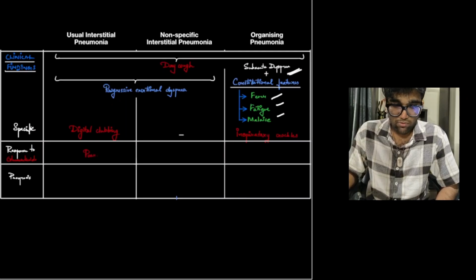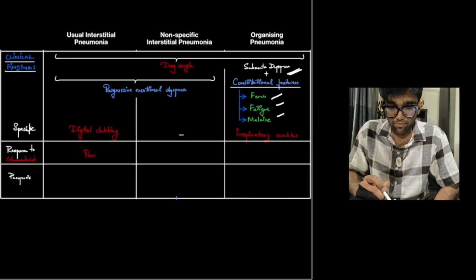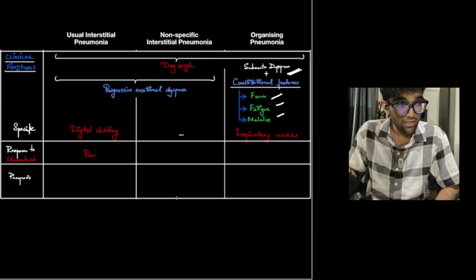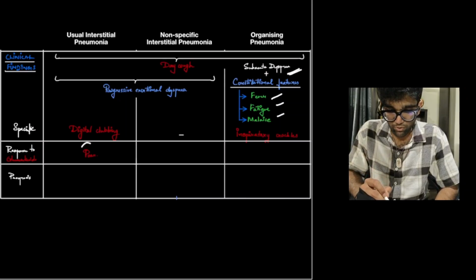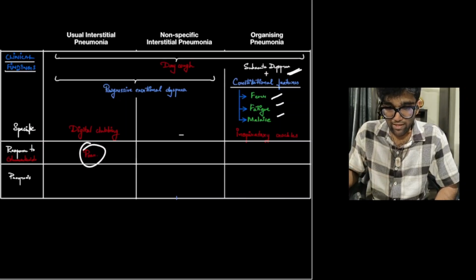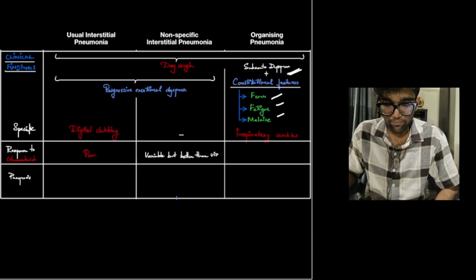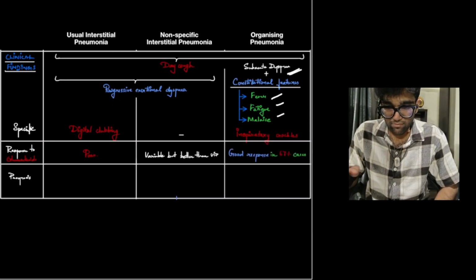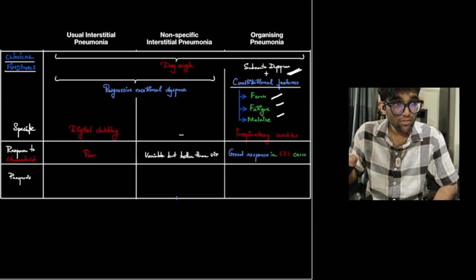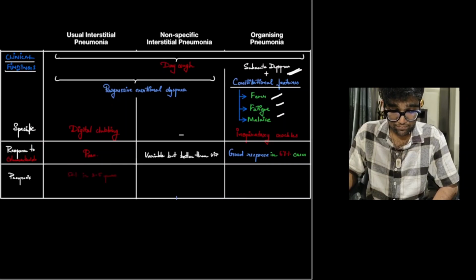Now, response to glucocorticoids: UIP is not predominantly immunologically mediated, so it's poor. Okay, with NSIP, it is good, but it is good depending on the primary disease that is responsible for it. Okay, with organizing pneumonia, in fact, the response is almost universal. Okay, every single patient usually responds rapidly and very significantly.